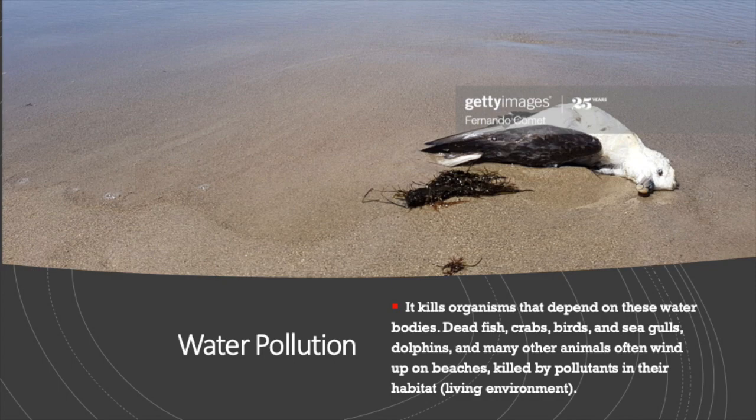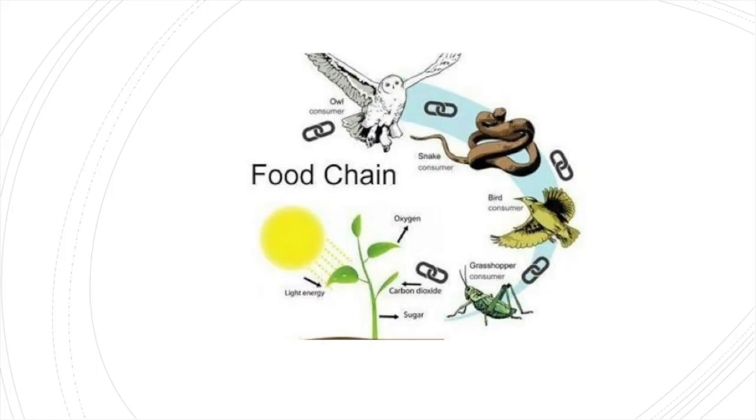The main problem caused by water pollution is that it kills organisms that depend on these water bodies. Dead fish, crabs, birds, seagulls, dolphins, and many other animals often wind up on beaches killed by pollutants in their habitat. Pollutants disrupt the natural food chain as well.